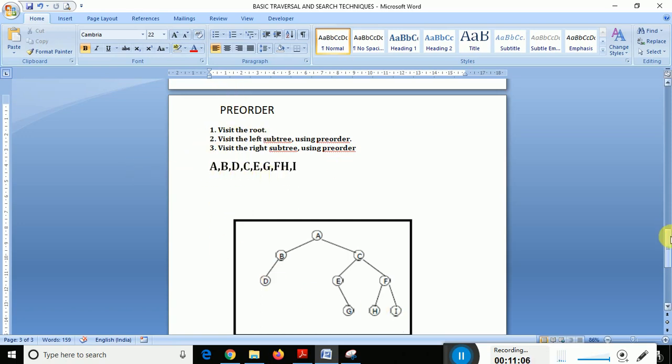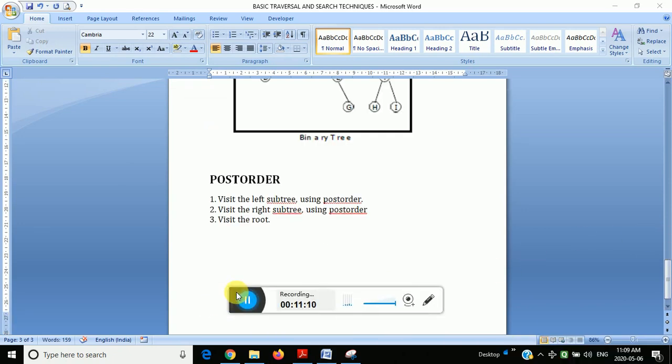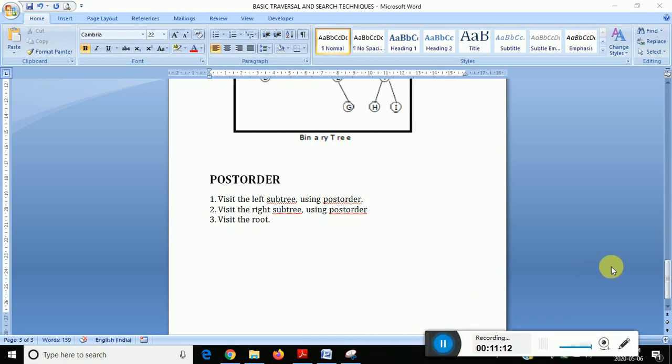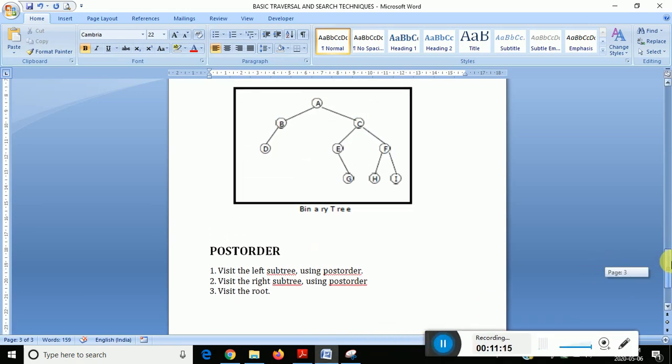Okay, so next, last one is the post order. In this post order, we have to visit the left subtree, then right, then root. First complete the left, then right, after that root. So left portion is this one, then right portion, and then root portion. Okay, so here I'll write here only, above post order.